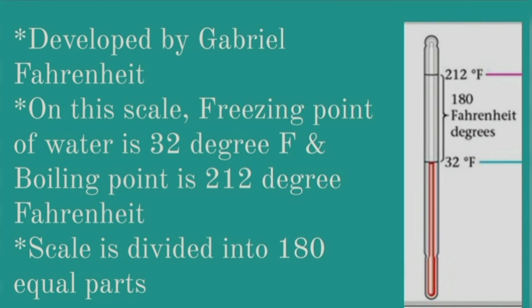Now we will look into Fahrenheit scale. Fahrenheit scale was developed by Gabriel Fahrenheit. On this scale, the freezing point of water is 32 degree Fahrenheit and the boiling point is 212 degree Fahrenheit. Between 32 degree Fahrenheit and 212 degree Fahrenheit, the scale is divided into 180 equal parts. On the Fahrenheit scale, the temperature is written using the letter F.